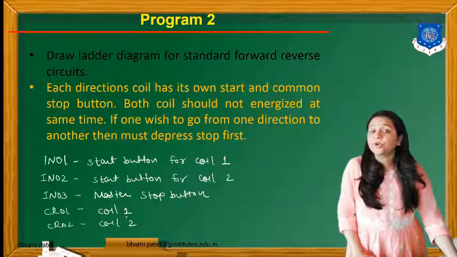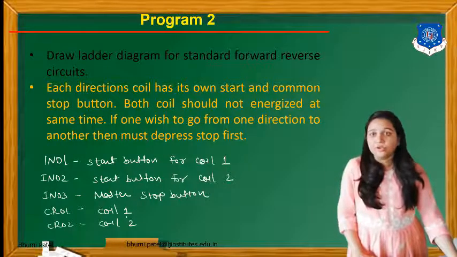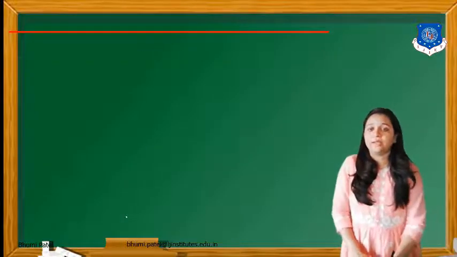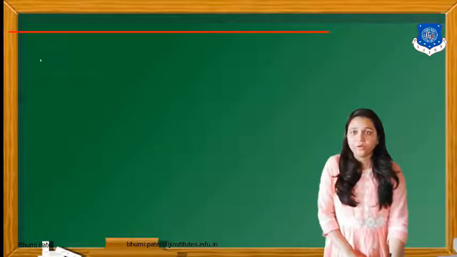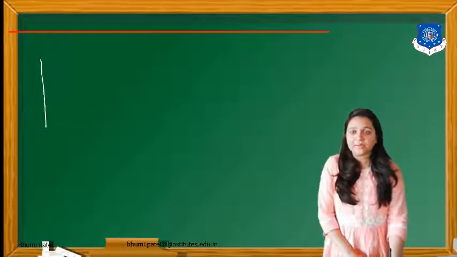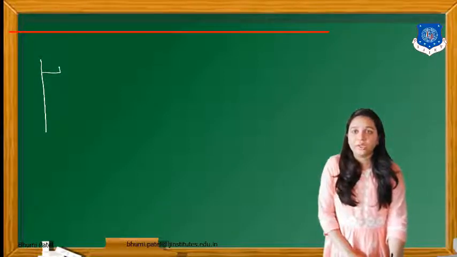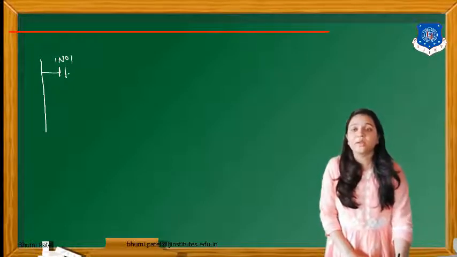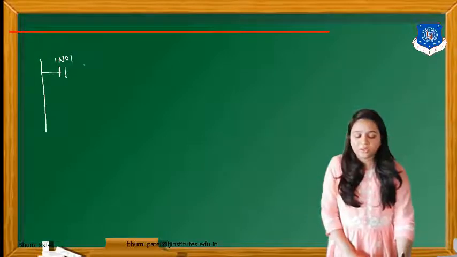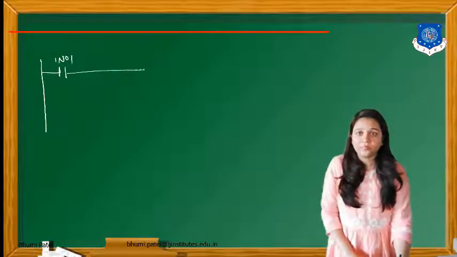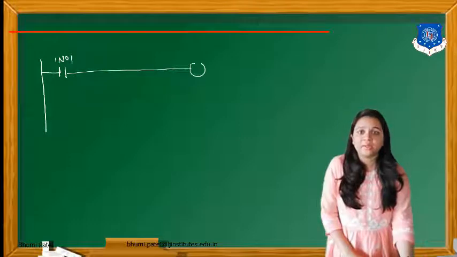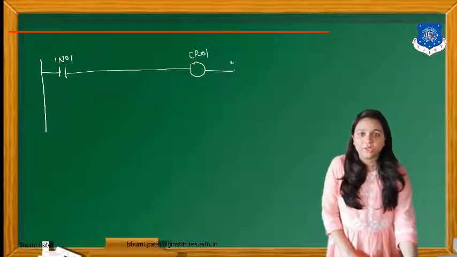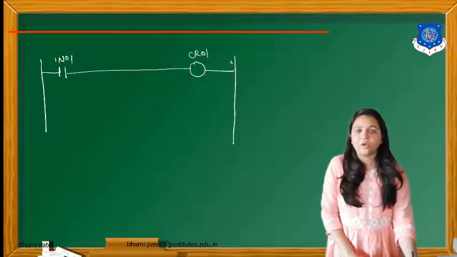So both coils should not energize at the same time. First of all, we have to draw the ladder diagram for the forward direction. So put the input for the forward direction. Suppose it is IN01. When this button is pressed, or this button is on, the forward direction coil CR01 must be on. So this is my logic.